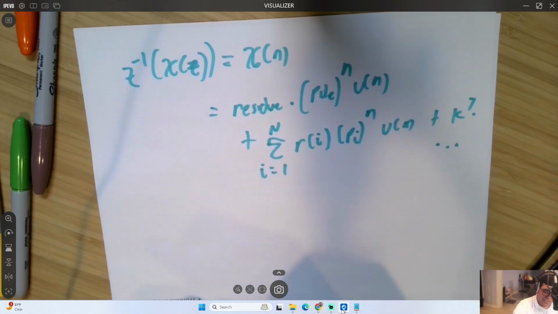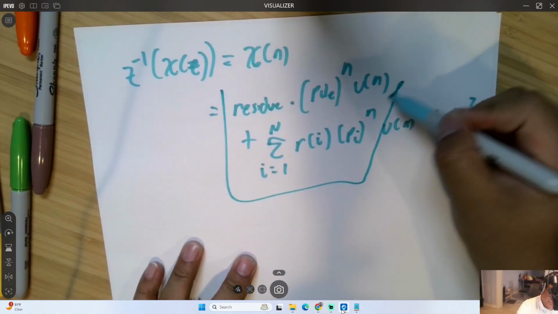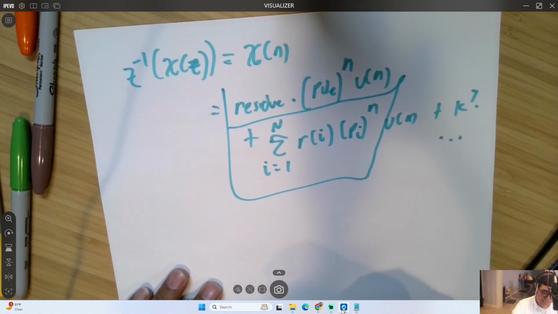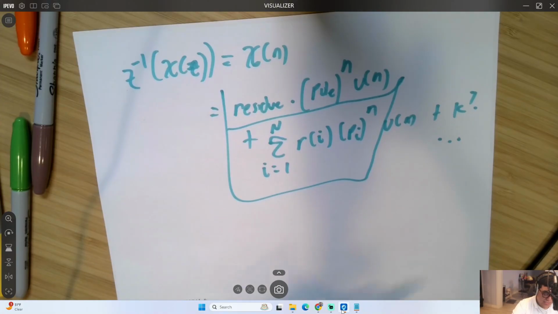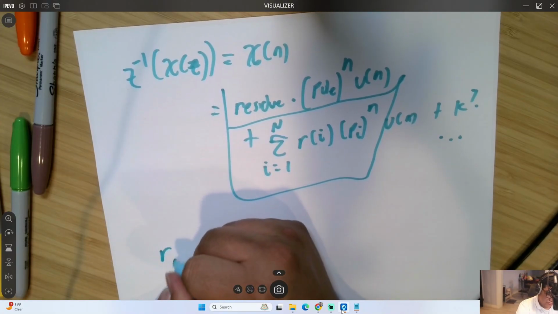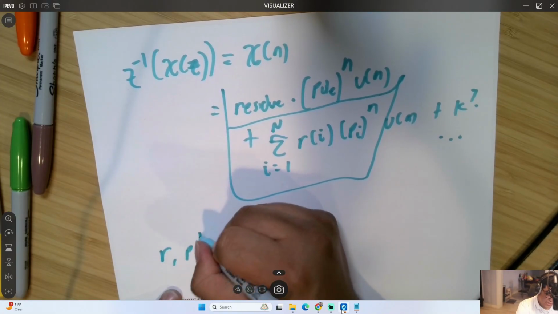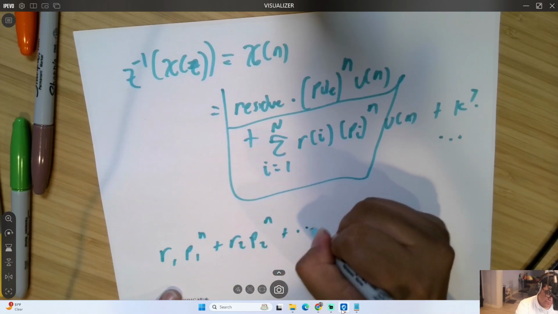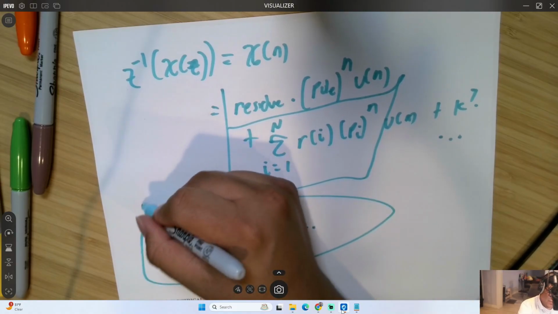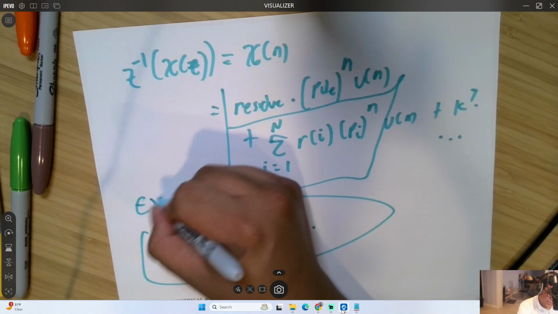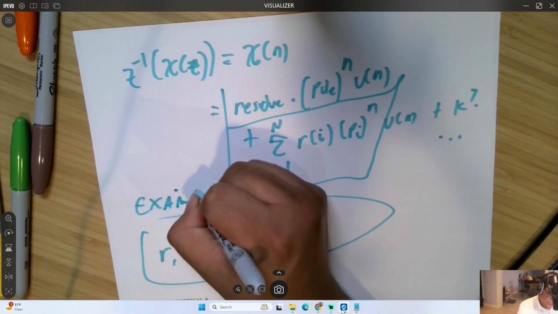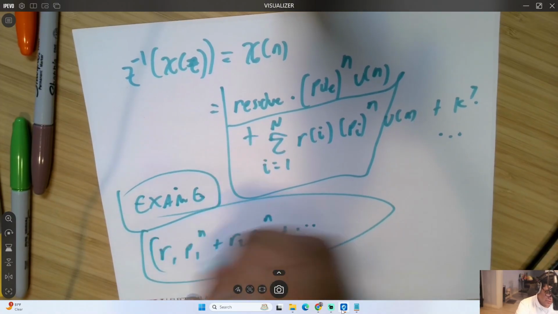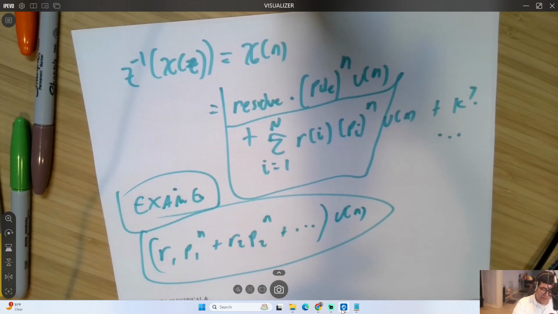So this right here is your money. Memorize that. If you just did r1 p1 to the n plus r2 p2 to the n, this is your exam, not exam 6. Someone's going to forget it and be like, what the heck? Oh yeah, don't forget this, u of n. Now you get the full point.